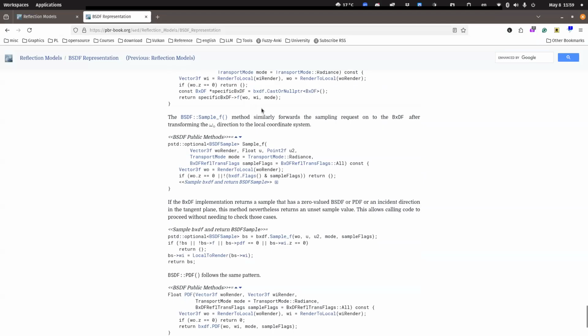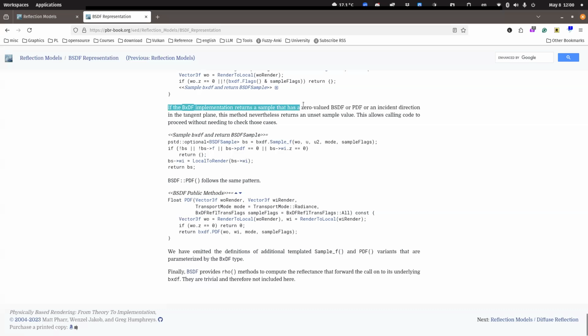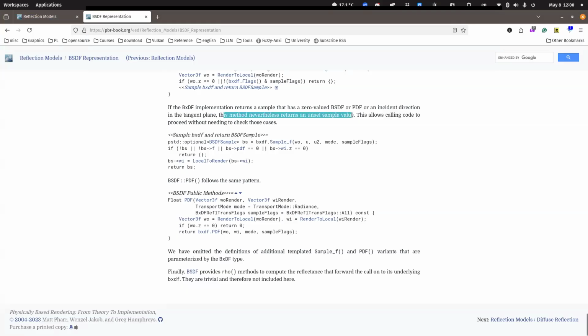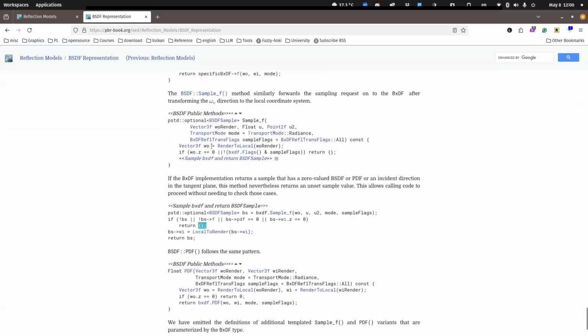The SampleF method similarly forwards the sampling request to the BxDF after transforming the omega o direction to the local coordinate system. And if the BxDF implementation returns a sample that has a zero-valued BSDF or PDF, or an incident direction in the tangent plane, this method returns an unset sample value. This allows the calling code to proceed without checking these cases. Just for corner cases, it just returns the unset sample value.